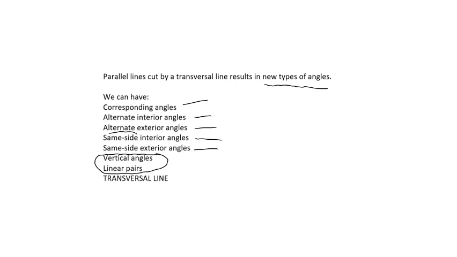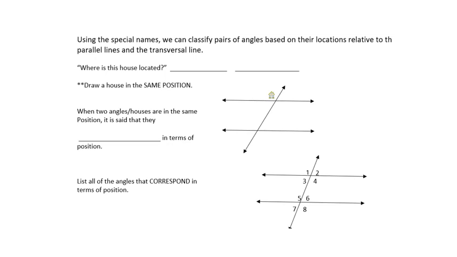Now, another word that sometimes is used for same side, I'm going to write it over here and you can write it in your notes, is consecutive. So I'd just like you to see both of those words. Consecutive means one right after another. Now, using the special names, we can classify pairs of angles based on their locations. And their locations are relative to the parallel lines and the transversal line.